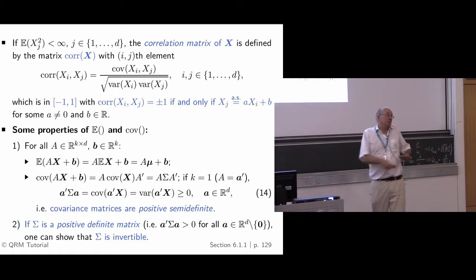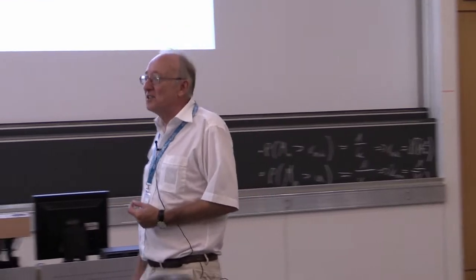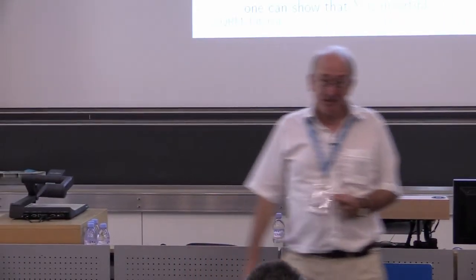This is a little thing you all know, again important, but this shows you already that covariance matrices are, by definition, positive semi-definite, because they satisfy this property.